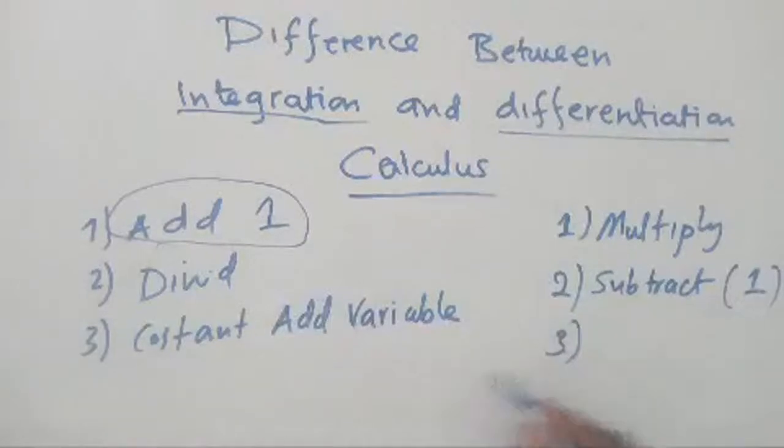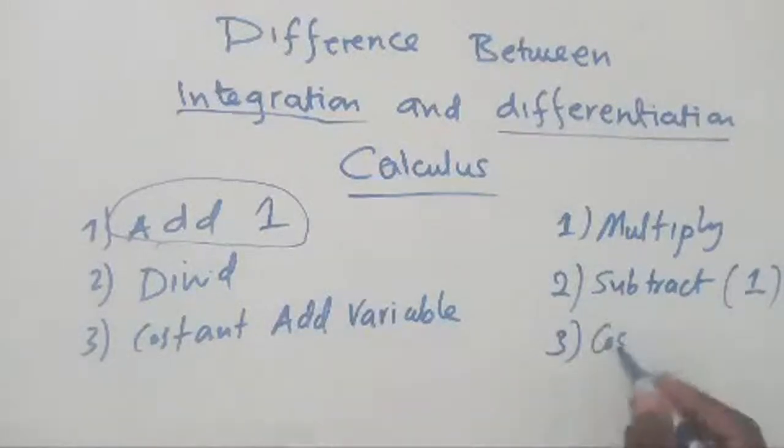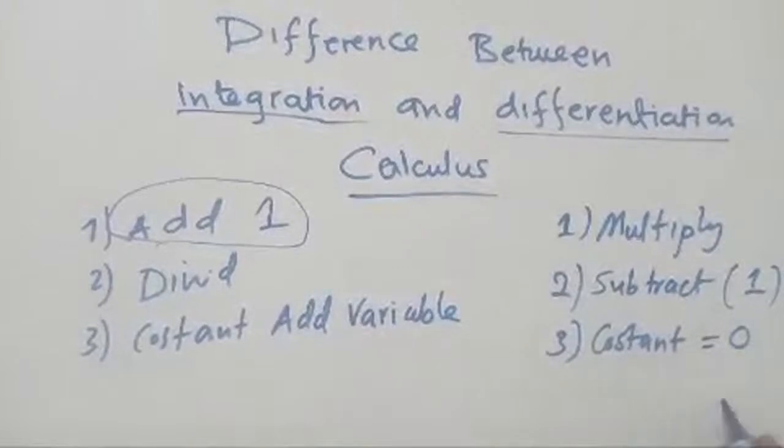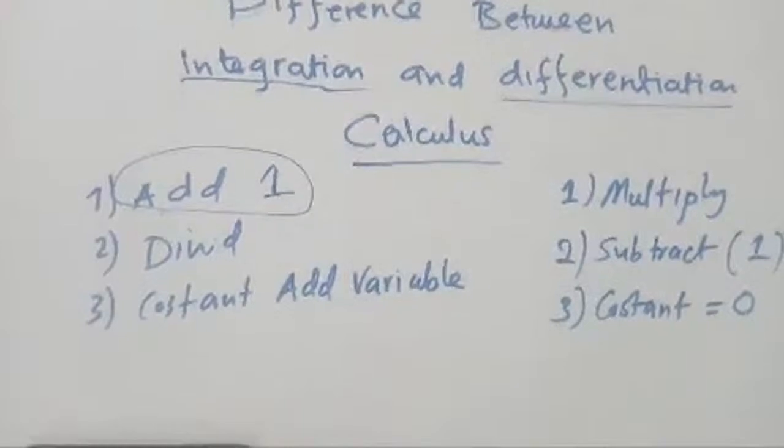And then rule number 3. For rule number 3, a constant should be equal to 0. So every constant should be equal to 0. So I'll tell you what we mean here.